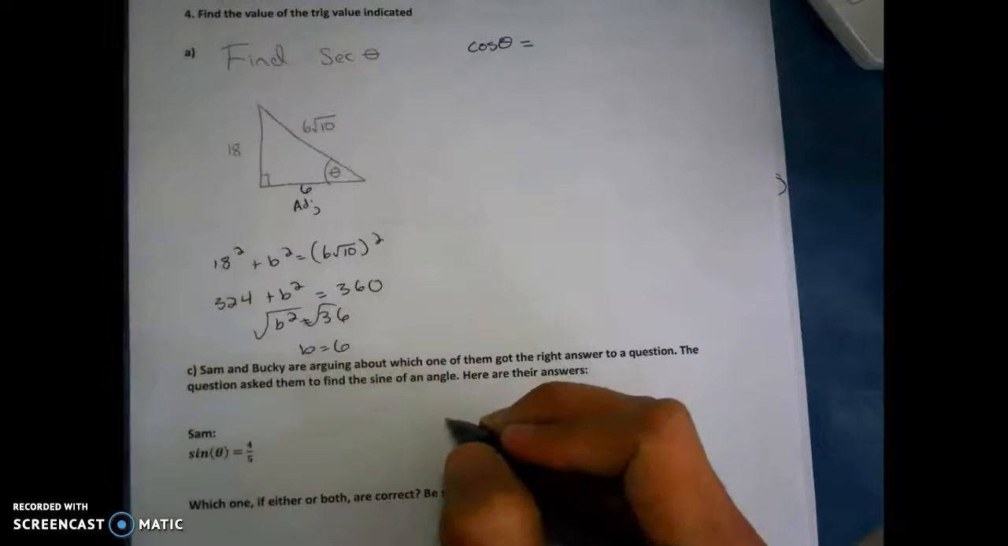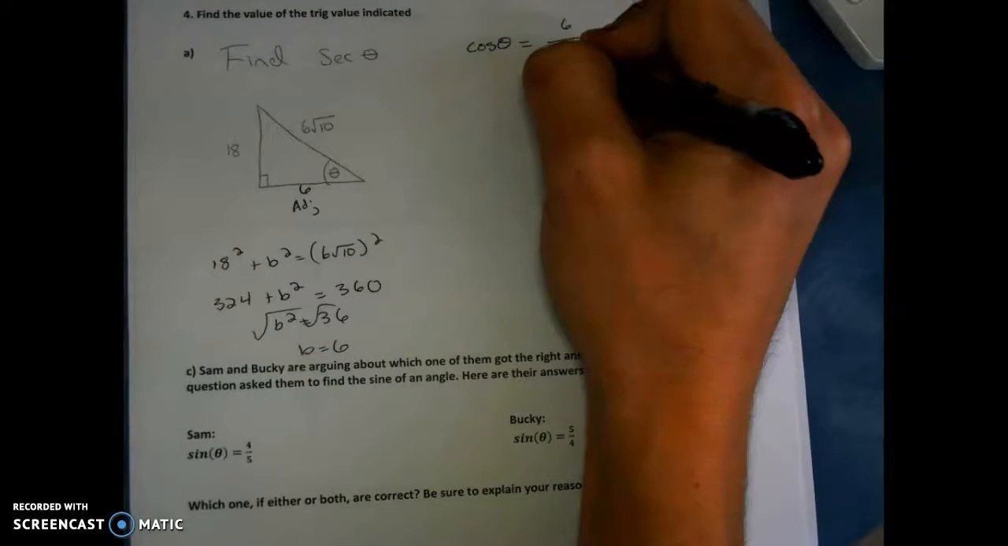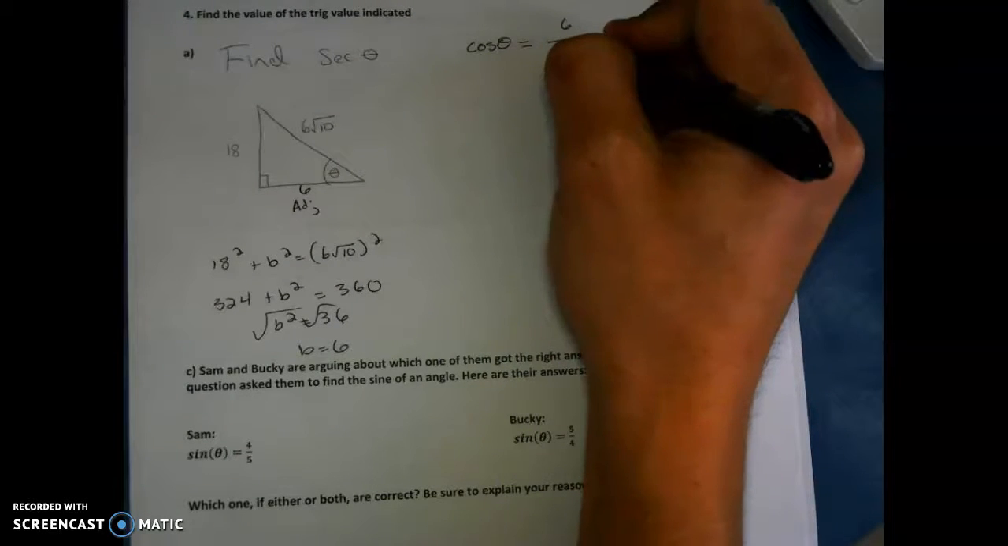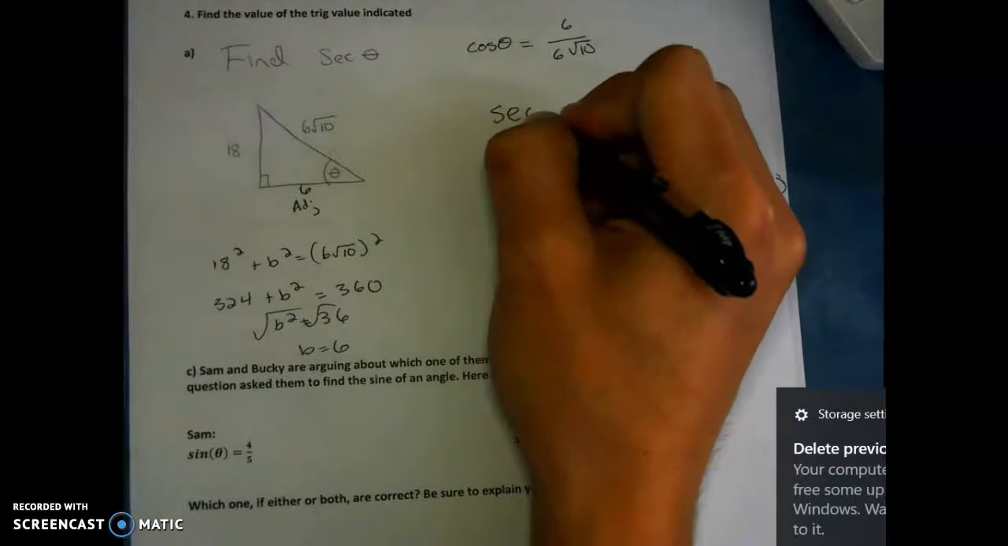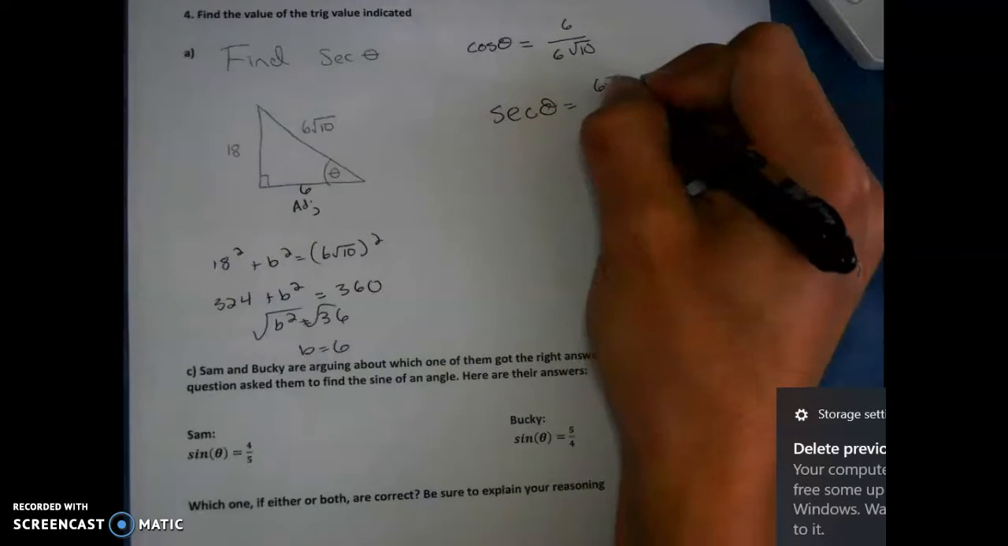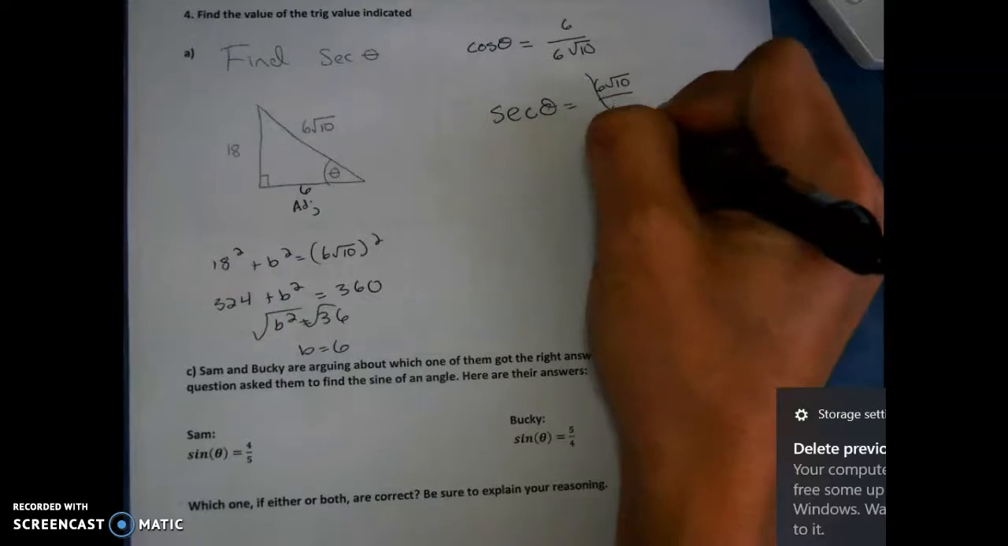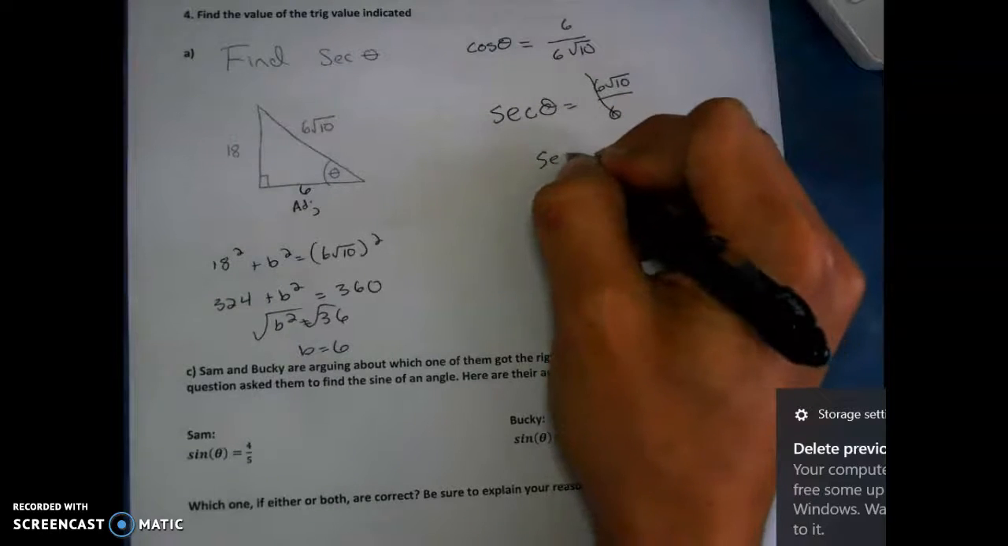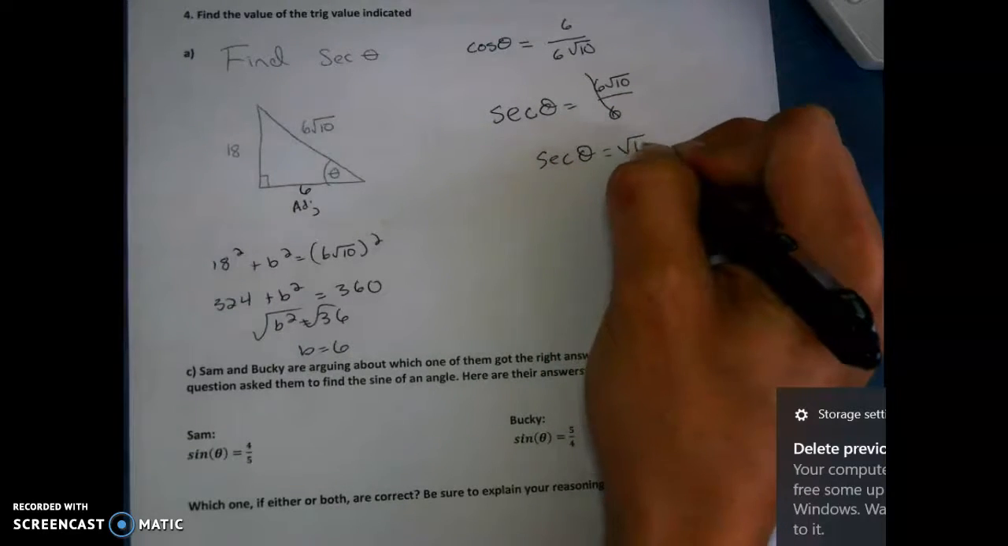Awesome. So that means my cosine now is 6 over 6 times the square root of 10. Secant, all I have to do is flip it. So we get 6 times the square root of 10 over 6. These cancel out. I get secant of theta is equal to the square root of 10. Boom.